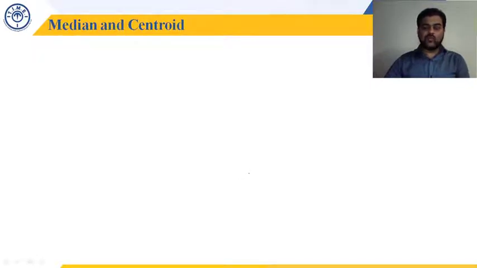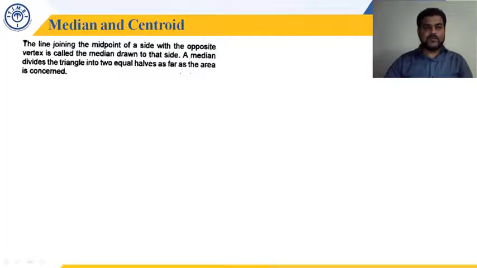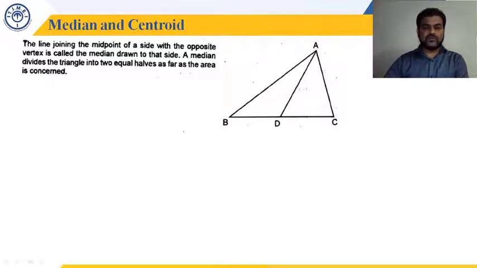Let us first look at what is a median. So median is a line which joins the midpoint of a side with the opposite vertex. So for example, if you look at this triangle ABC, AD is a line which joins midpoint of BC with the opposite vertex. So median is any line which joins the midpoint of a side to the opposite vertex in a triangle. So in this case, AD is a median.